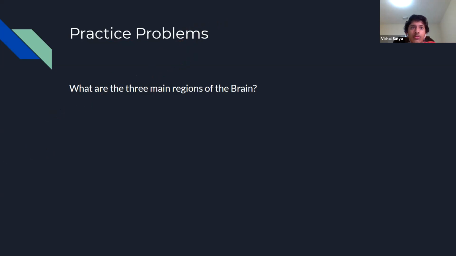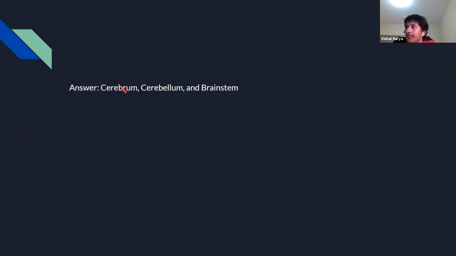Okay, since no one's really answering, I'll just go to the answer. So the answer to this is the cerebrum, cerebellum, and the brainstem. There are 3 main regions. This was back in the first slide, so if anyone wants to go back to that, just feel free to tell me.